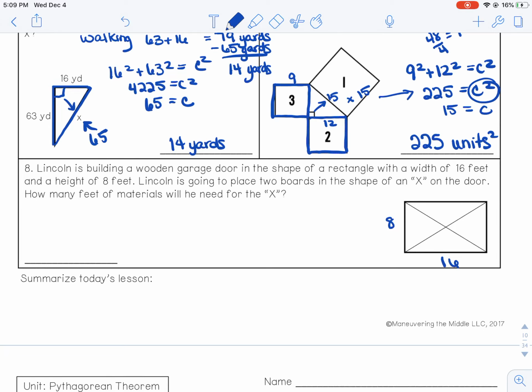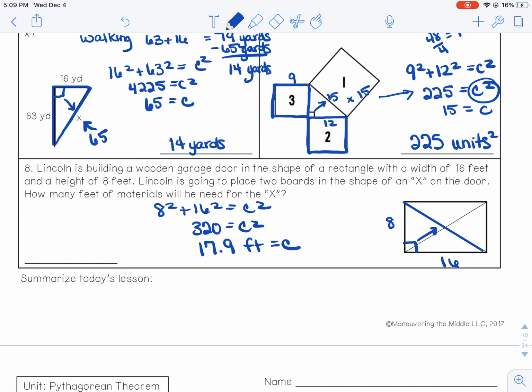Well, what we're going to do first is find the diagonal length of this one right here. Okay, so I'm going to put my little right angle there, and we're going to have to find that piece over there. So I'm going to do 8 squared plus 16 squared is equal to C squared. So 8 squared plus 16 squared is equal to 320. Okay, and the square root of that is going to be about 17.9 feet.